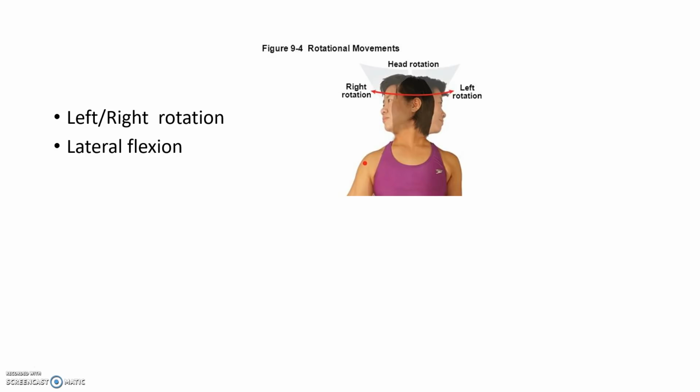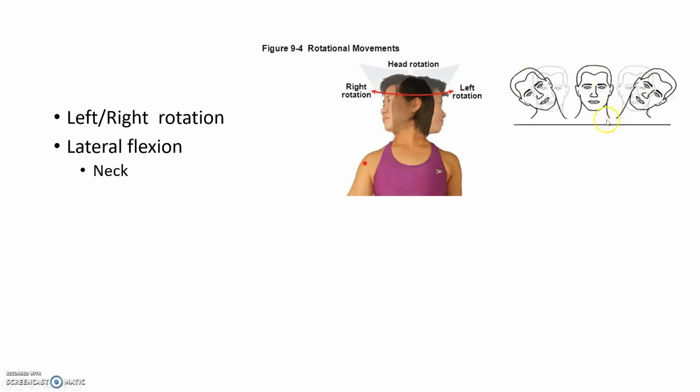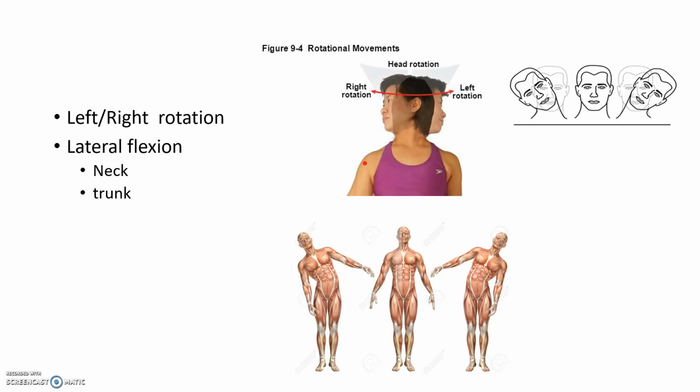Then we also have lateral flexion, and that can be broken down into two. The neck lateral flexion, which is shown in this picture here, is when you move your ear close to your shoulder to one side or the other. And then also the trunk, that is when you move your upper body to the left or the right.